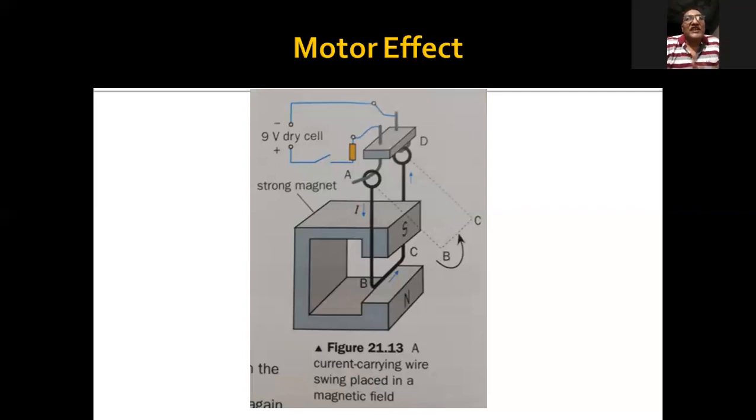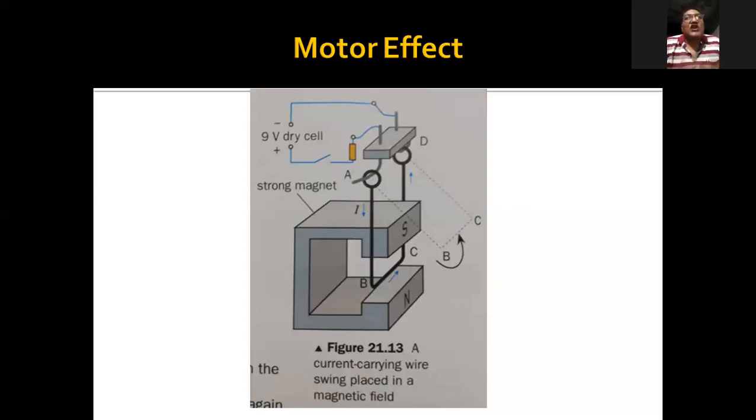So you see, when you have a conductor placed perpendicular to the magnetic field lines, and you flow current through it, the conductor experiences a force. And we are telling you that it's towards right, and due to that, the coil ABCD will have an anti-clockwise rotation. So it will start rotating like a swing. So this experiment demonstrates the presence of the force on a current-carrying conductor placed perpendicularly to a magnetic field.